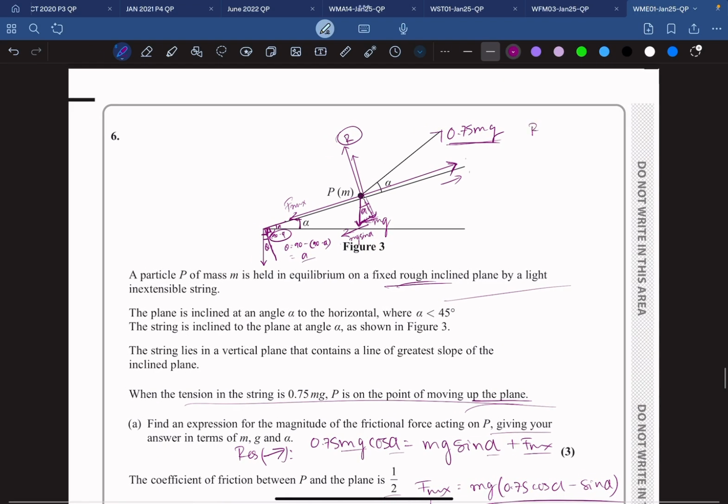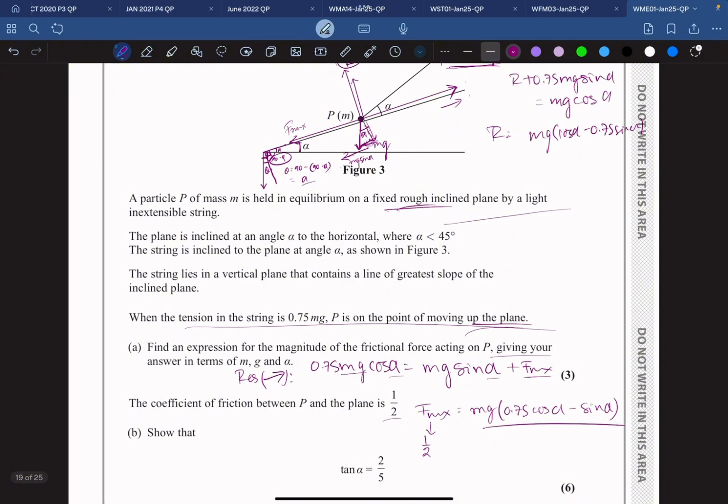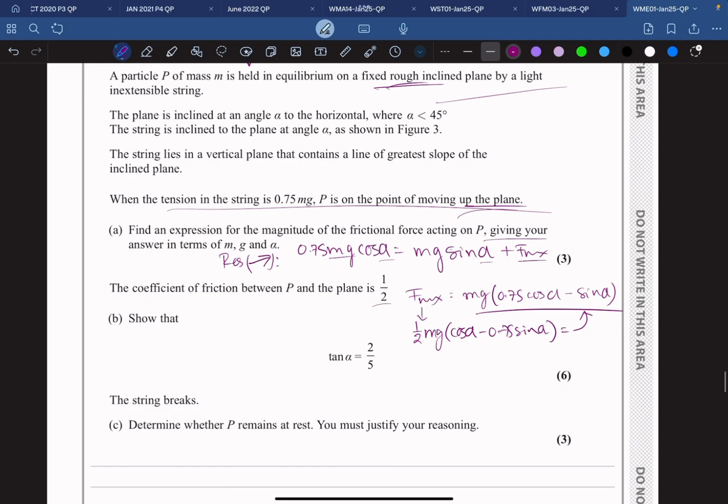So what we can do is resolve in this direction, perpendicular to the slope. That's how we show that. We can say that R plus 0.75 mg sine alpha is equal to mg cos alpha, and you can see that R is equal to mg, cos alpha minus 0.75 sine alpha. This is what we have. Now we know that F max is just mu R. We can actually just use this over here. So half mg, and then we have cos alpha minus 0.75 sine alpha, and that is equal to this thing right here. We're just going to have to solve this.